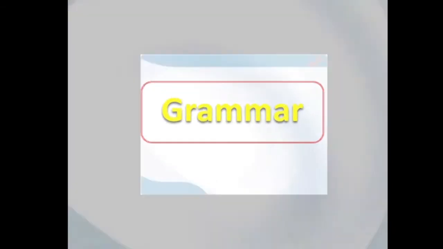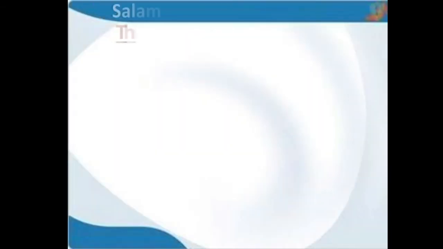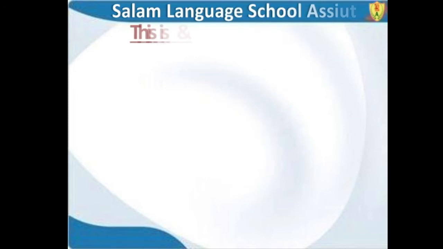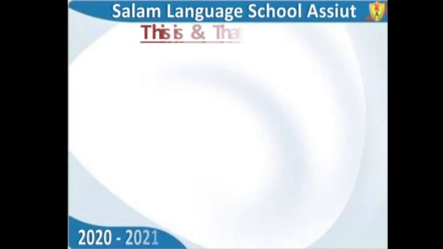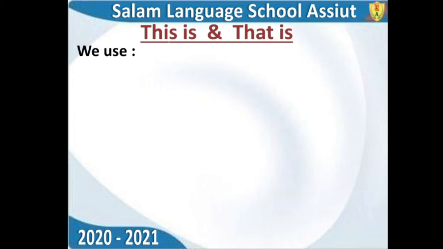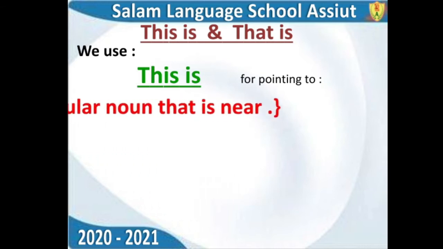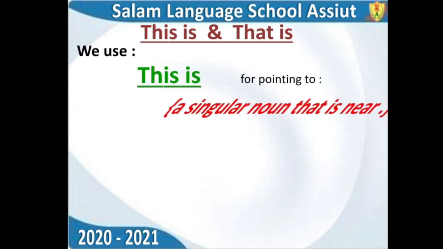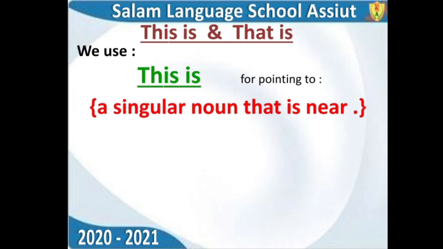Let's move to the grammar. This is and that is. What is the difference between them? We use this for pointing to a singular noun that is near. Can you see the arrow?